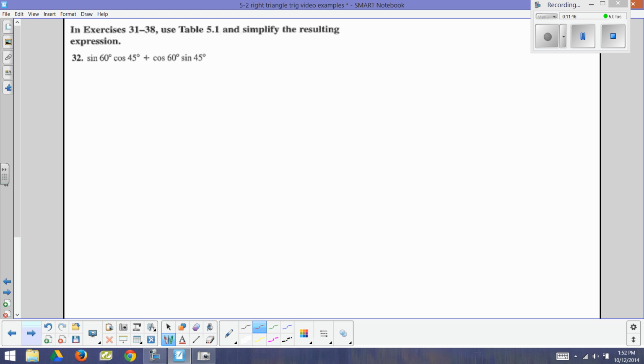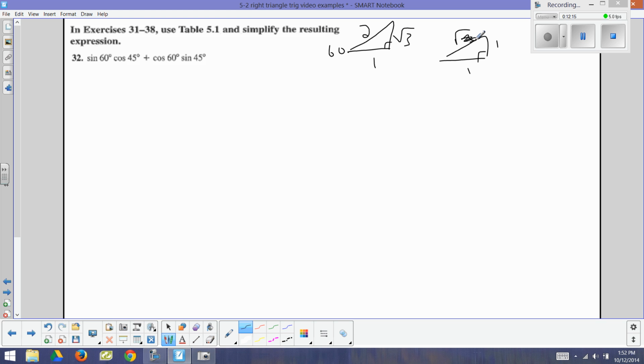Use the table in 5.1 and simplify the resulting expression. The table in 5.1 is the table that we came up with for those special triangles. So remember, if that's 60 degrees, there's my right angle. This is a 1, 2, radical 3 triangle. 45 degrees would be 1, 1, radical 2. So you don't even need to use the table. Just draw your triangles and let's look at what you have.